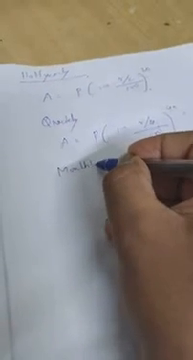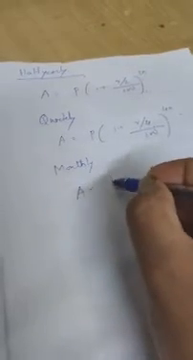If it is calculated quarterly, quarterly means 4 times in a year, so R by 4 by 100 whole thing to the power 4n. If it is calculated monthly, amount will be equal to P1 plus R by 12 by 100 whole thing to the power 12n.